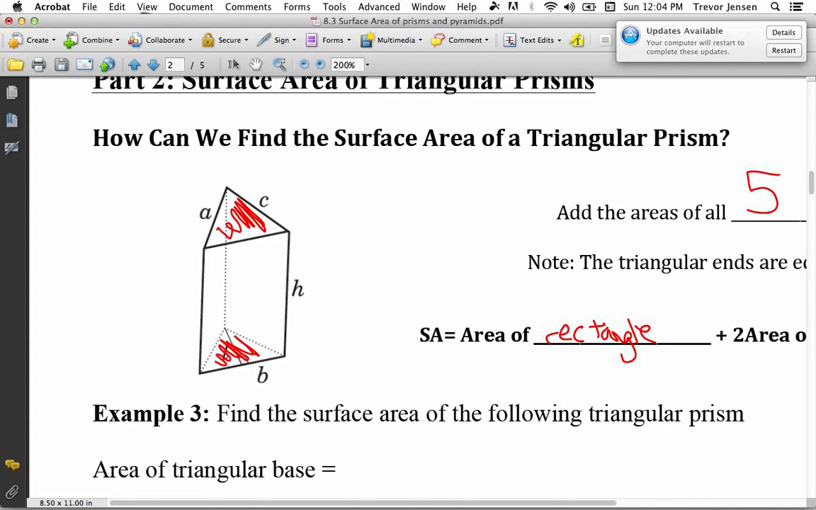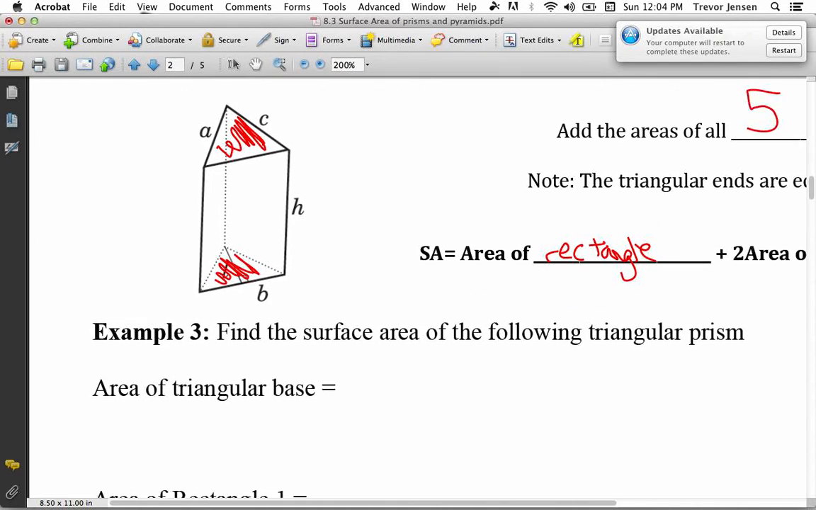If you have an isosceles triangle, meaning 2 sides of your triangular base are the same, then 2 of your rectangles are going to be equivalent in area. If you have a scalene triangle, however, if all 3 sides of your triangle are different, all 3 rectangles on the sides of your triangular prism are going to be different in area. So you'll have to find the area of each of them separately.